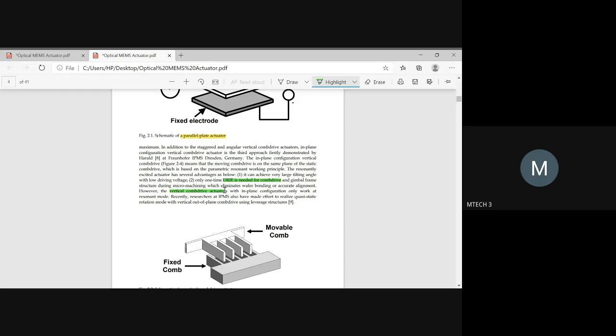Suppose one more thing you have to understand is, in case of vertical combo drive, what happens is it depends upon the plane configuration. Is it done only to work at resonant mode or in all modes of frequency? So that you also have to check.